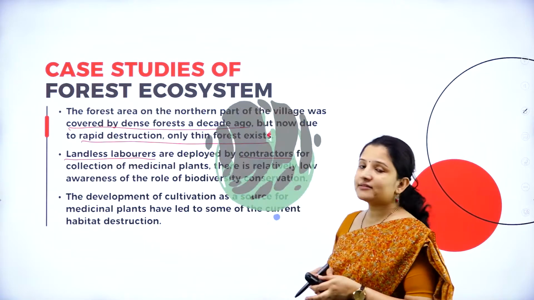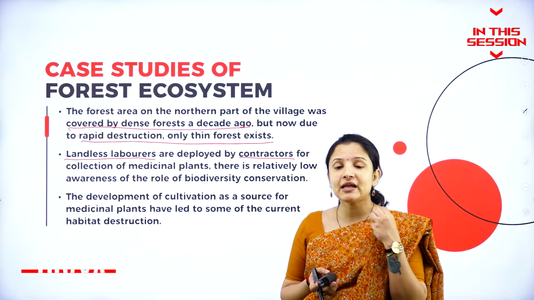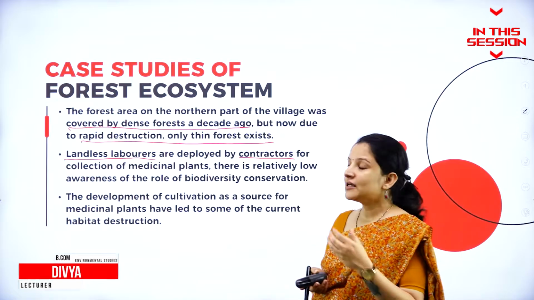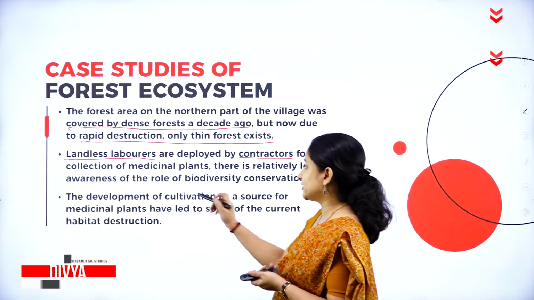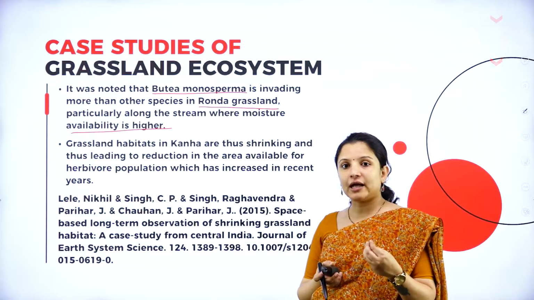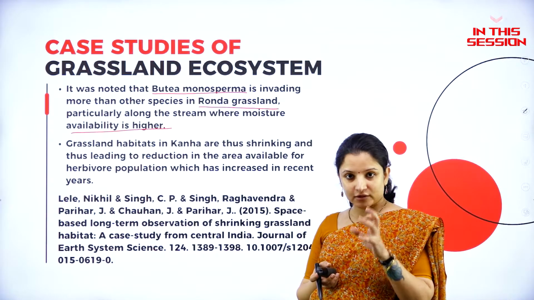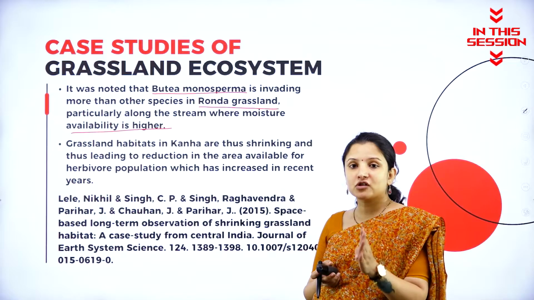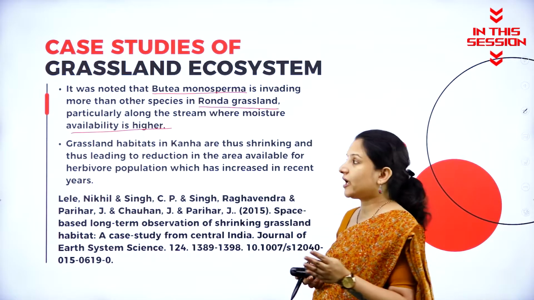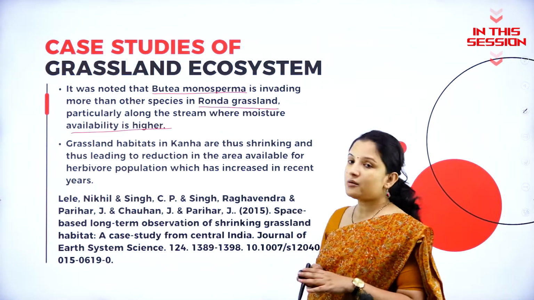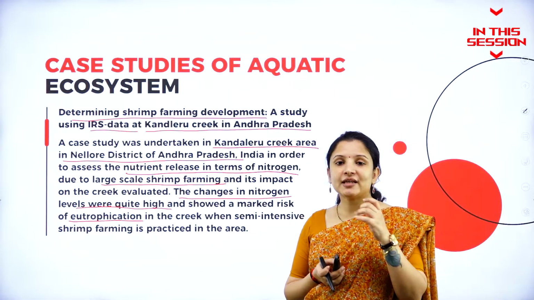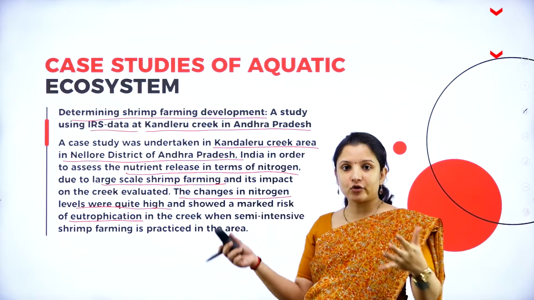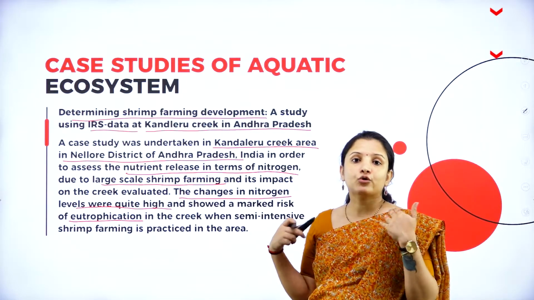These people, landless laborers, they did not have any idea about the medicinal plants. They had very less or zero awareness of the role of biodiversity conservation. Found out that the grassland population was decreasing and one species of tree was occupying that particular area, which was called as Boothia monosperma. When the nitrogen content increases, what happens? Aquatic plants, which are free floating and all that, they will start to grow in larger numbers.